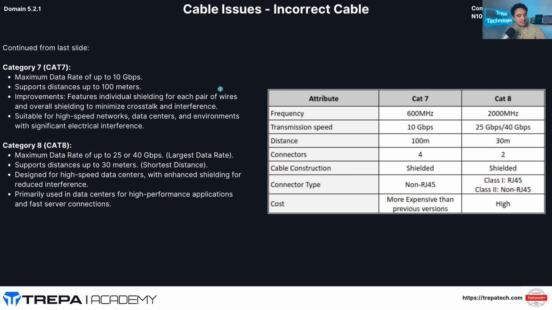Then we have Cat7 and Cat8. So Cat7's up to 10 gigs, 100 meters, with the improvement of individual shielding for each pair of wires. So instead of having this aluminum foil, tinfoil shielding around all 4 twisted pairs, we have it for each individual pair, which gives us even greater protection. Then we have Cat8 with a maximum data rate of 25 to 40 gigabits, the largest data rate for copper, but it's short distance, okay? High-speed data centers if you want to use copper. But primarily data centers where you maybe are just working in a single stack or maybe one rack over, right? So we can have those short distances.